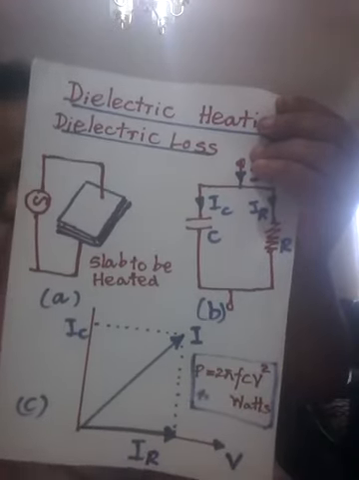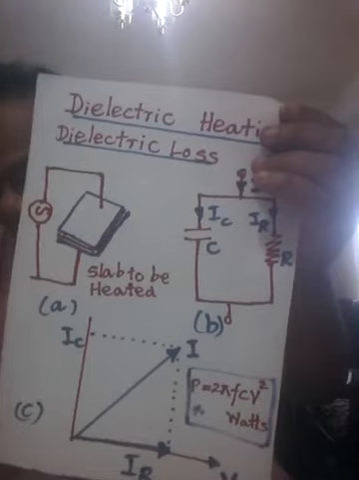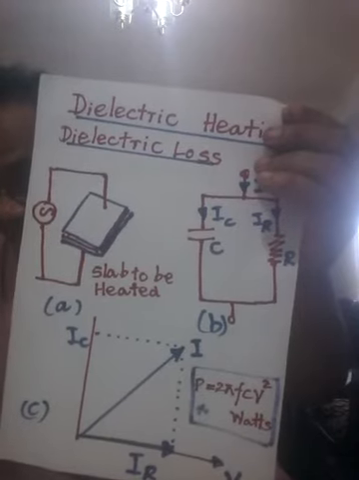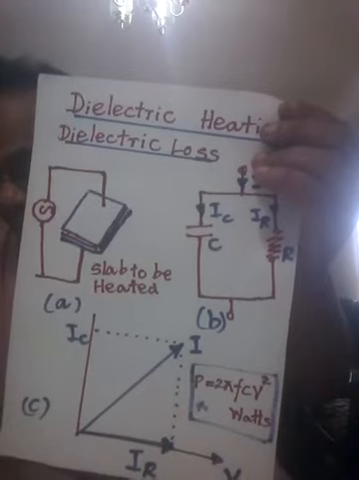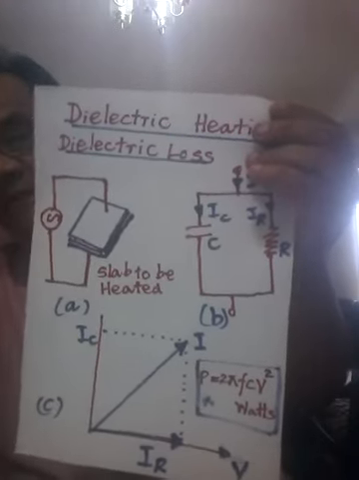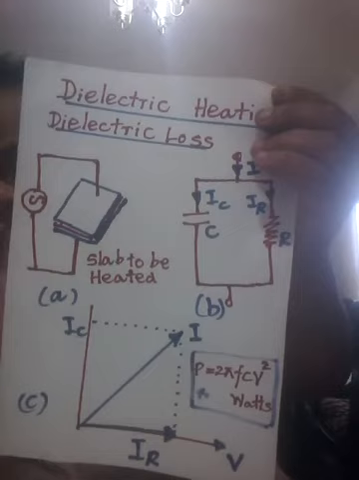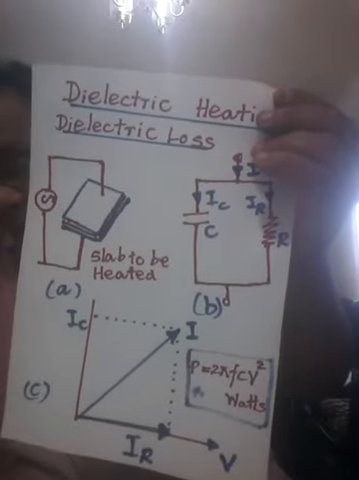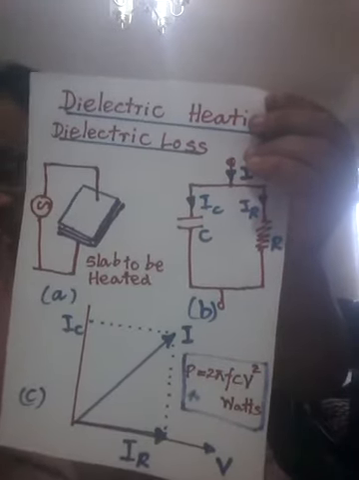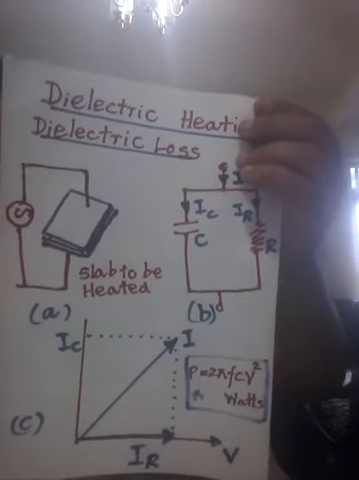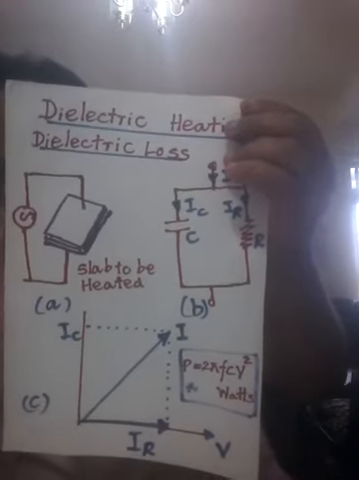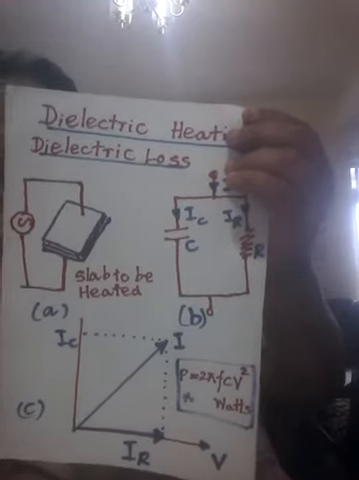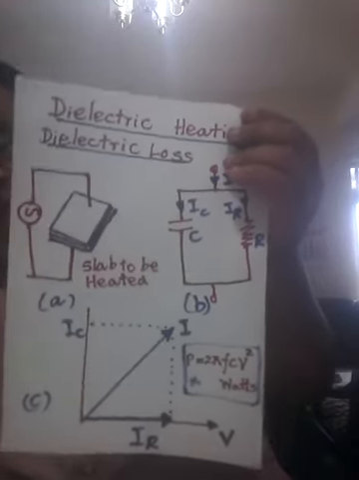Another important factor is that the supply frequency required for dielectric heating is between 10 to 50 megahertz. Remember that the frequency is very high, 10 to 50 megahertz, and the applied voltage is up to 20 kV. This is a very efficient method.